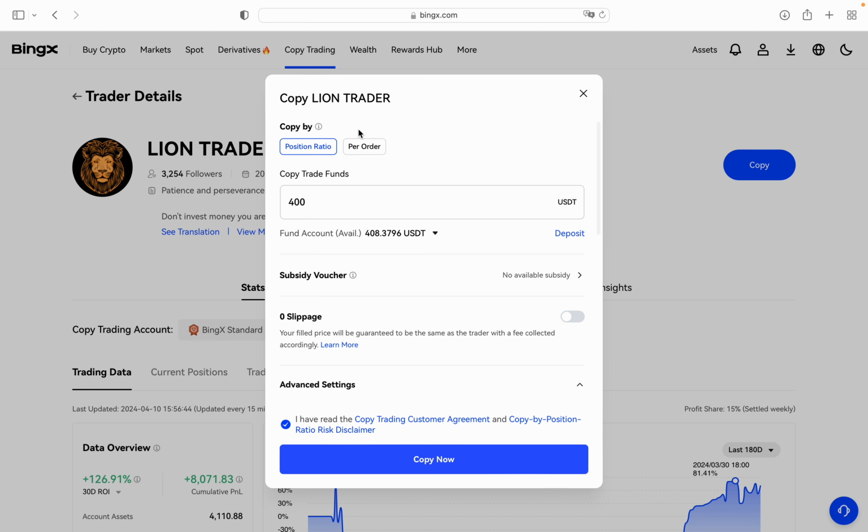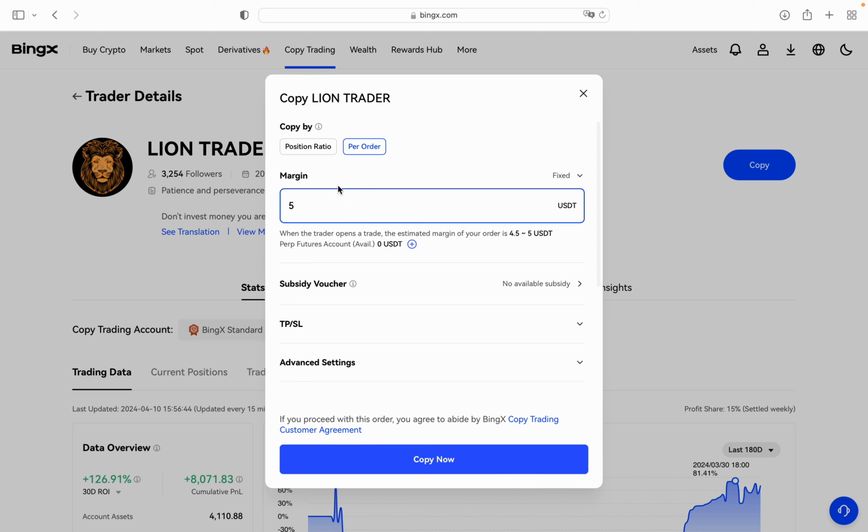But as I said, you can also click on per order, and here you can select a margin per order. So for example, when I select 50 USDT, every time a trader opens a position, he will open it with $50. And of course, this per order option is way riskier than position ratio, because when the trader decides to open multiple positions, 5 or 10 in one day, then of course he will use very much money in comparison to the position ratio.